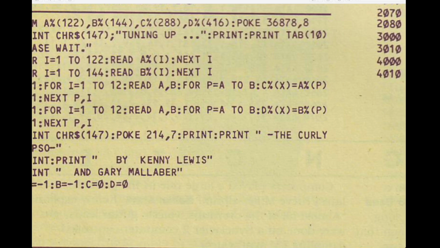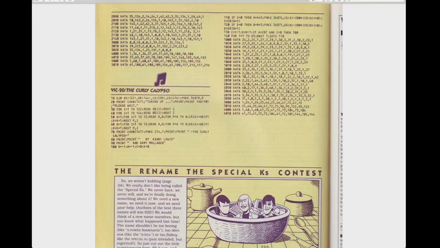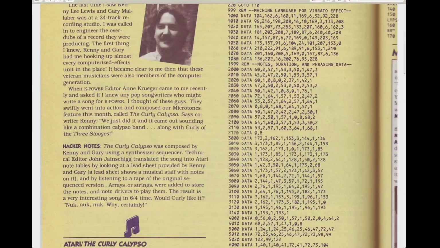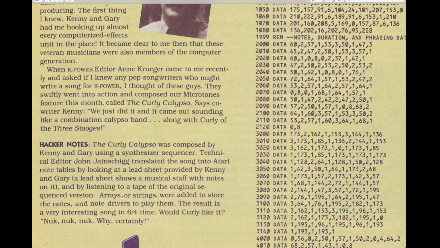Now back to the magazine that I was looking at. I'm going to lower this so you can hear me. There. Hopefully you can hear me a little better now. In the magazine, I have to zoom out here. They were saying that the reason it's called Curly Calypso is that it sounded like a combination Calypso band along with Curly of the Three Stooges. I assume that's the bass part. It sounds like whoop whoop whoop kind of thing.